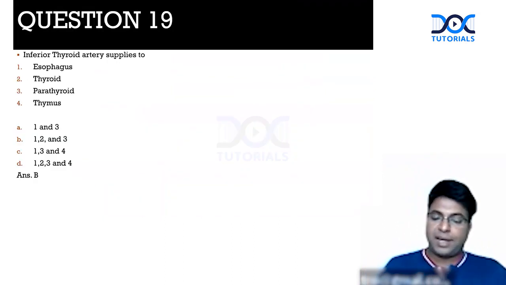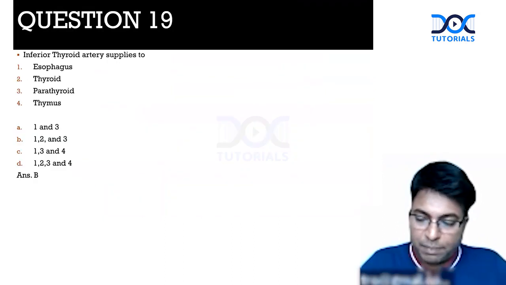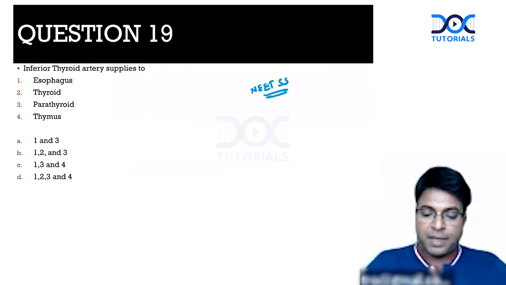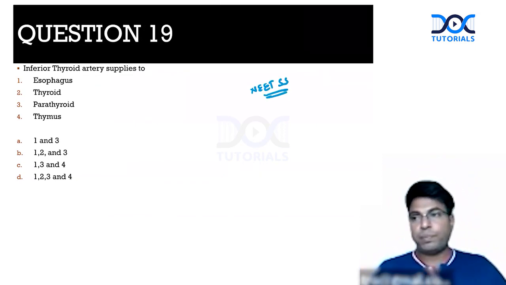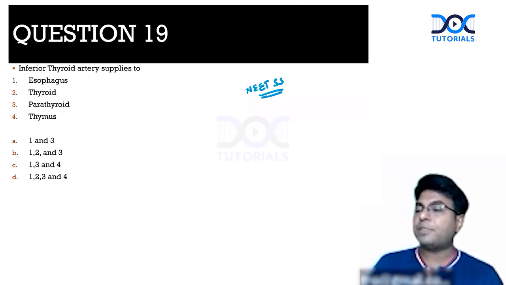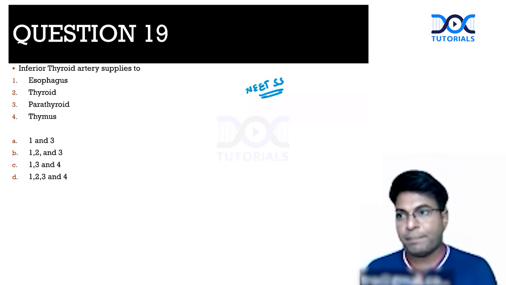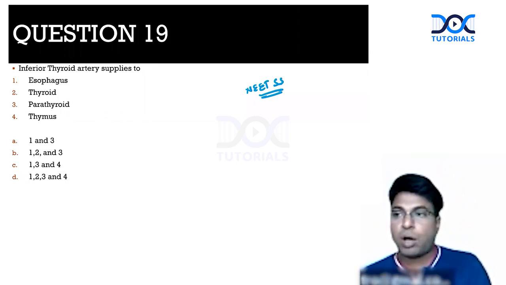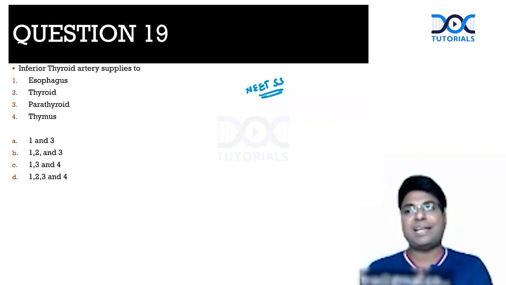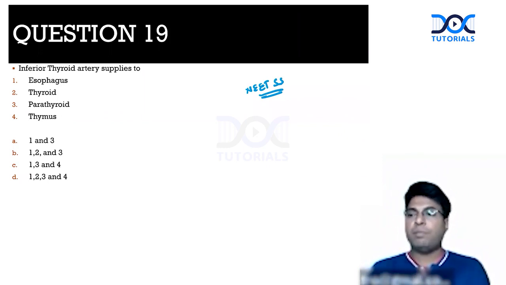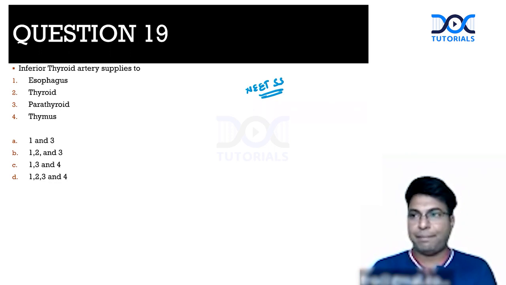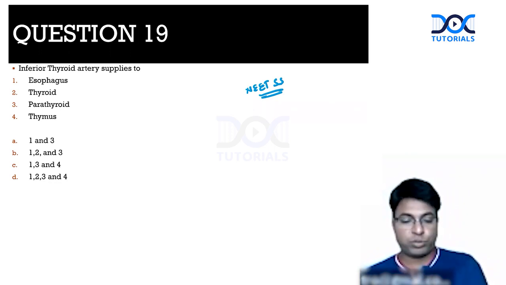So this is actually again a NEET SS question, being asked in INI-SET. Inferior thyroid artery supplies to. Yes, basal type is more common with BRCA1. So in BRCA1, the most common among the four types is basal type. That will have a very bad prognosis.